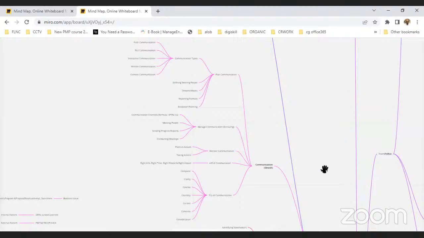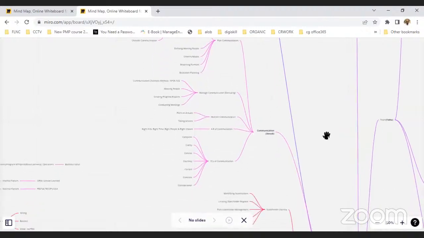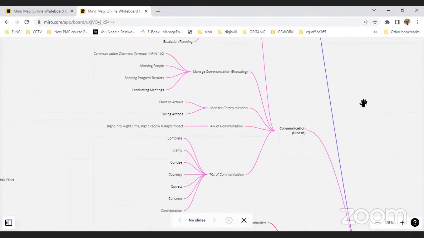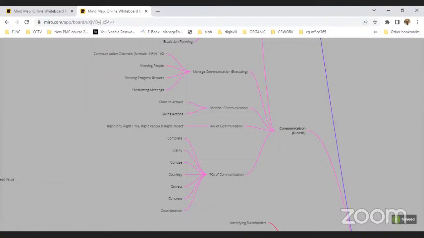Now, for the management part of communication, which is also called executing, we do it by meeting the people, sending periodic reports, and holding frequent meetings. We also have the communication channel formula, which we typically use to derive the number of channels. And then in monitoring, we typically check what is planned versus the actuals and how things are going. In case something is not right, we take the appropriate steps and corrective actions.